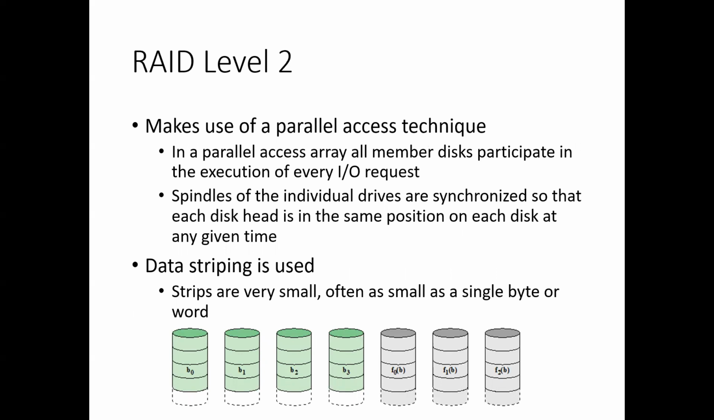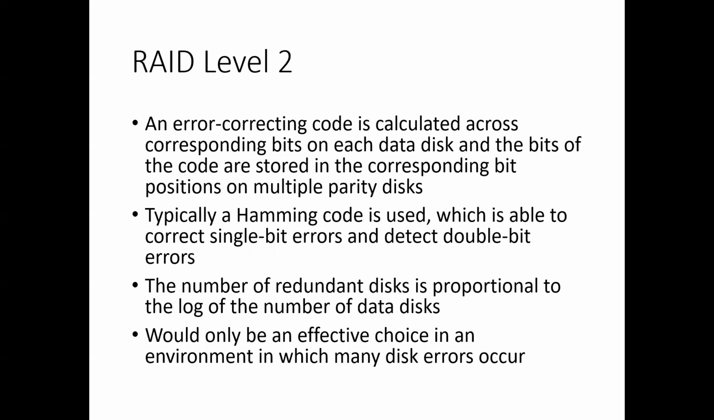RAID level 2 makes use of a parallel access technique. All disks participate in the execution of every I/O request, and the spindles of the individual drives are synchronized, so each head is in the same position on each disk at a given time. And here the strips are very small, often as small as a single byte or a word. There's also an error correcting code that gets calculated across the corresponding bits of each data disk, and they're stored in the corresponding bit position on multiple parity disks. And typically we use a Hamming code that we discussed previously, and the number of disks is proportional to the log of the number of data disks.